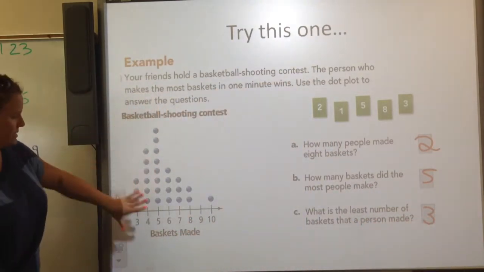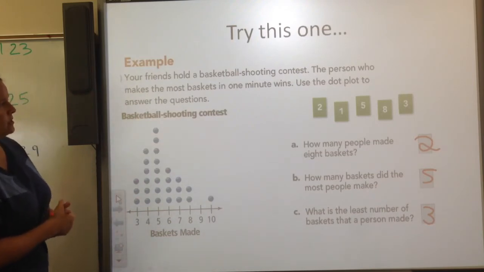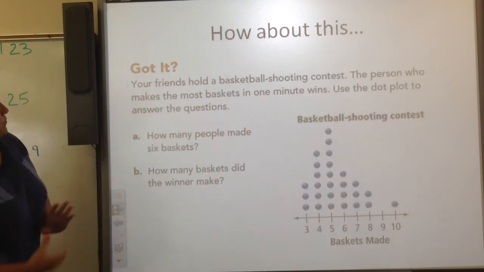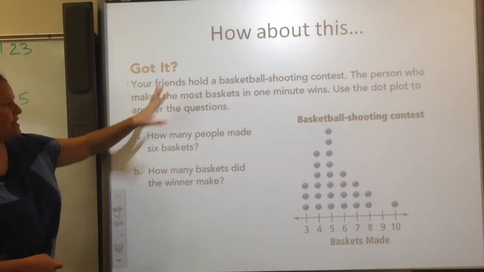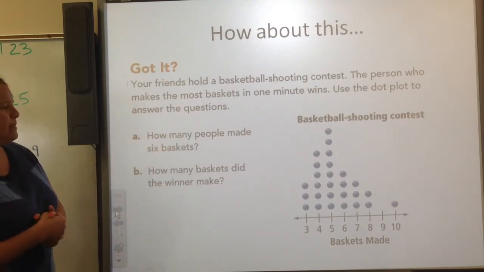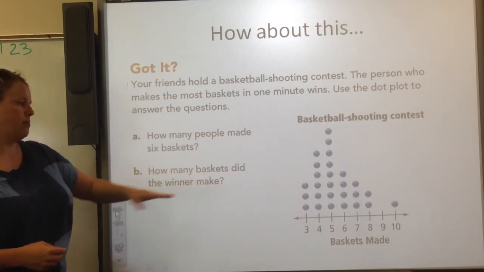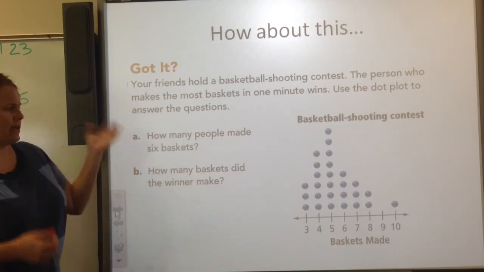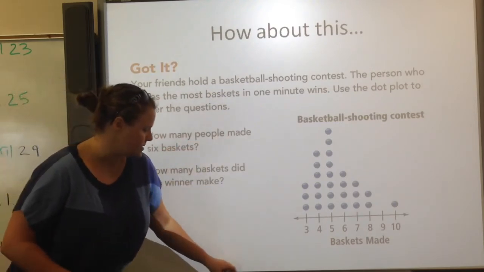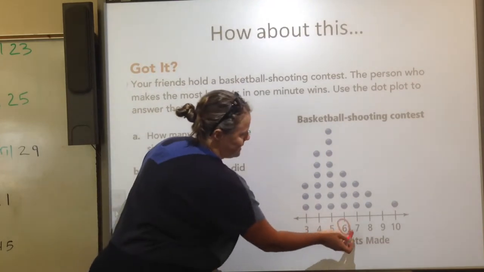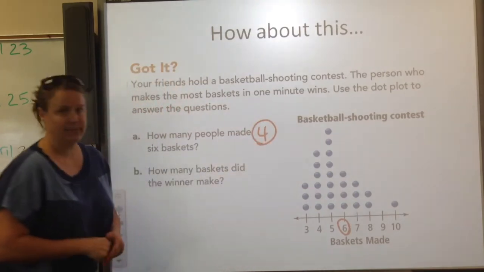So again, make sure you've got this dot plot created and label it basketball shooting contest. How about this? Your friends hold a basketball shooting contest. Same thing, same data. How many people made 6 baskets? So I want you to try to answer that question. And how many baskets did the winner make? So let's look at it. If you can try to answer it on your own, then you can look back for my answer. How many people made 6 baskets? So we go over to 6 baskets and we see 1, 2, 3, 4. So 4 people made 6 baskets.